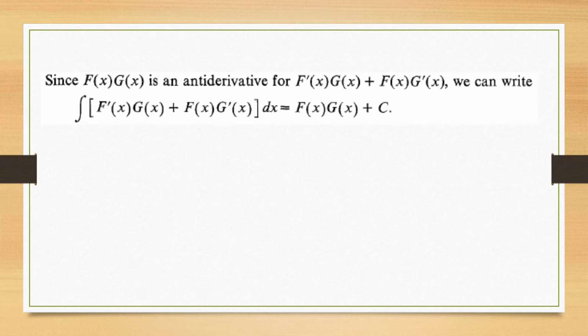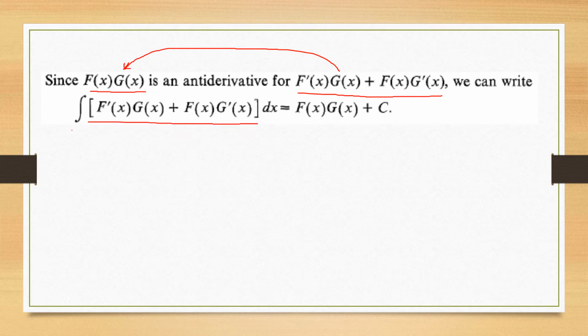Since this product is the antiderivative of this, because this is the derivative of this product, therefore this is the antiderivative of this sum. We can write it as an integrand, this term, and integrating this we will definitely obtain this plus the constant of integration.